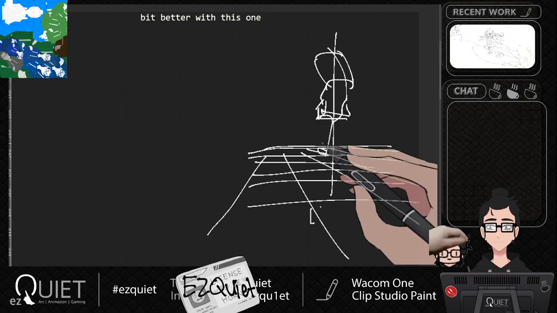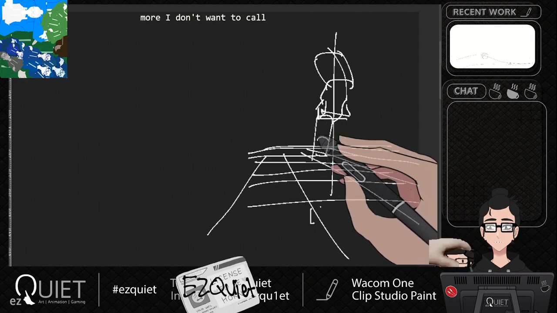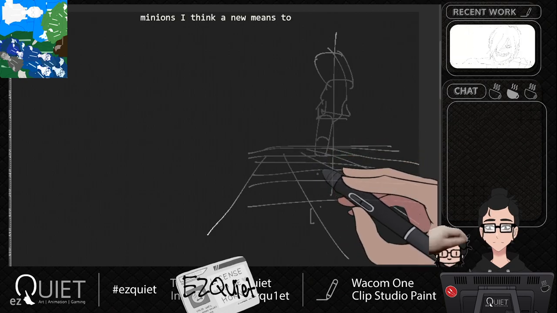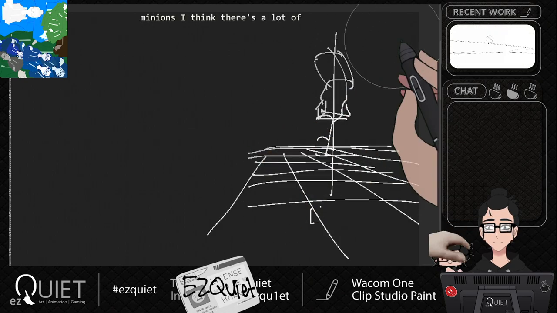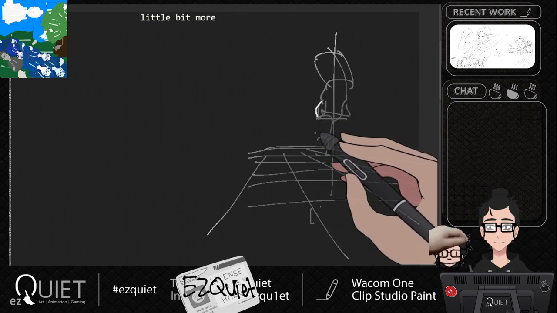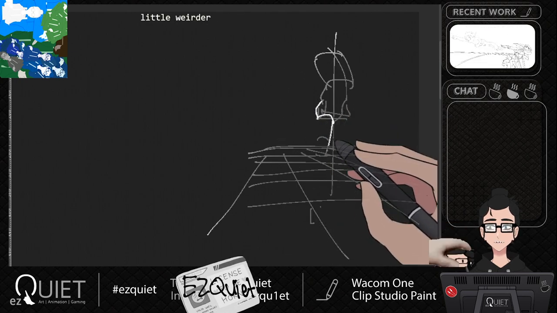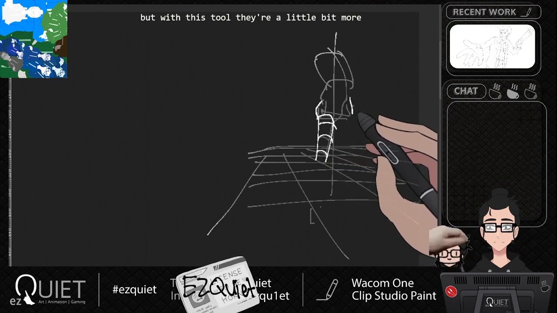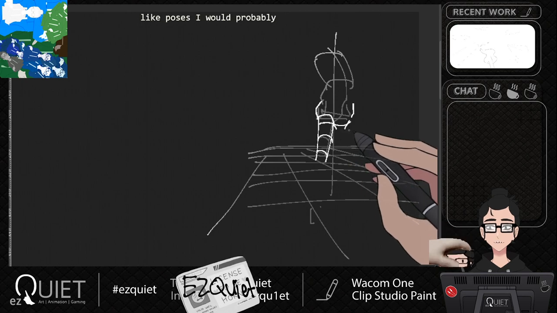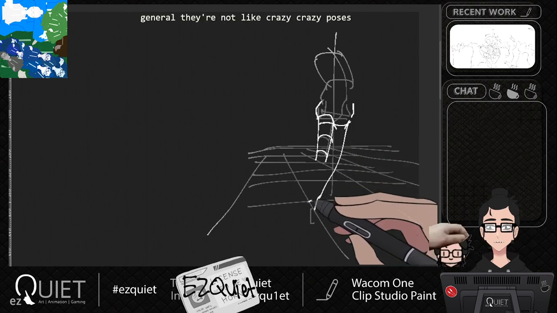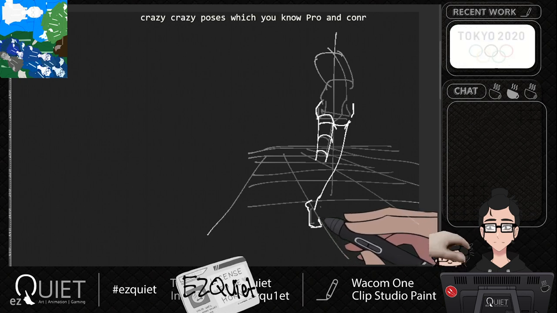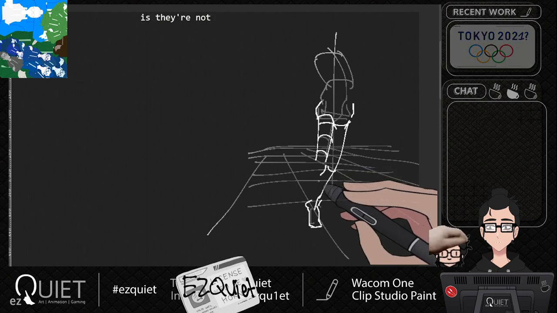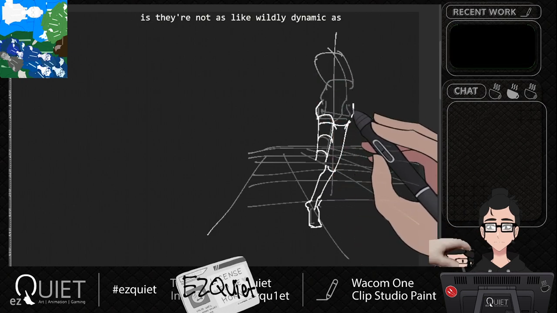A lot of the poses are a little more, I don't want to call them normal, but it's a little different than Numian's. I think in Numian's tool, there are a lot of poses that are a little bit more unique. They're a little weirder, a little quirkier. But with this tool, there are more poses that I would probably draw. They're not crazy poses, which, you know, is pro and con, right? Pro is they're easier poses to draw. Con is they're not as wildly dynamic as what Numian usually offers.